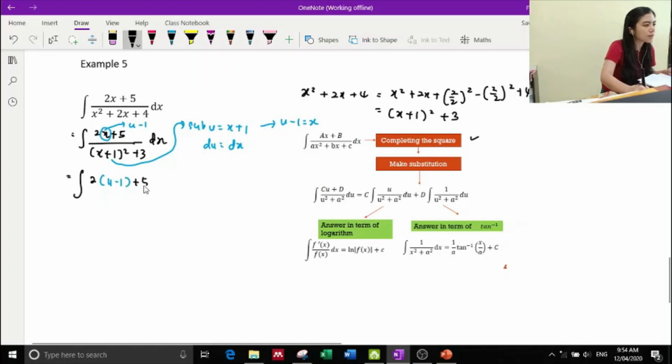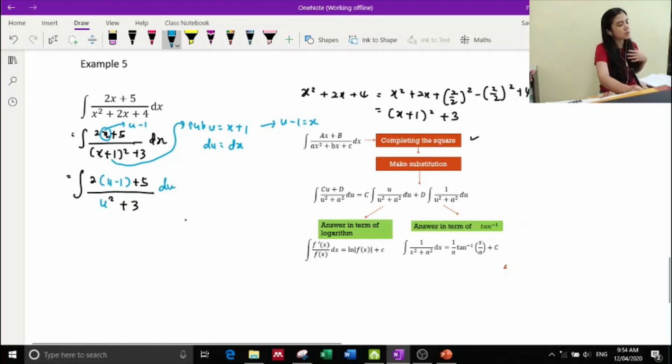So this is the plus 5. And down here we have x plus 1, x plus 1 is u, so we have u, and we have the square here, so we have u squared plus 3, and the dx is actually du. Okay, it looks complicated, but actually it's not. Let us simplify whatever is at the numerator.